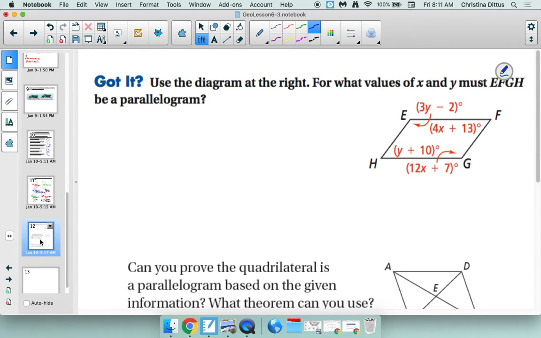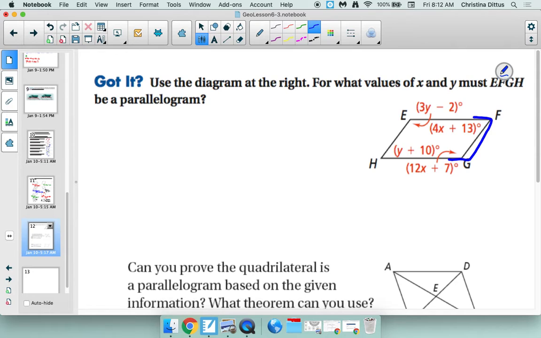Alright, we've got to find x and y to make this a parallelogram. First off, can I solve when there's two variables in the same equation? No. Can I work with opposite angles? No, because I've got y's and x's. If I look at both my x's, they're next to each other, which means they have to add up to 180.